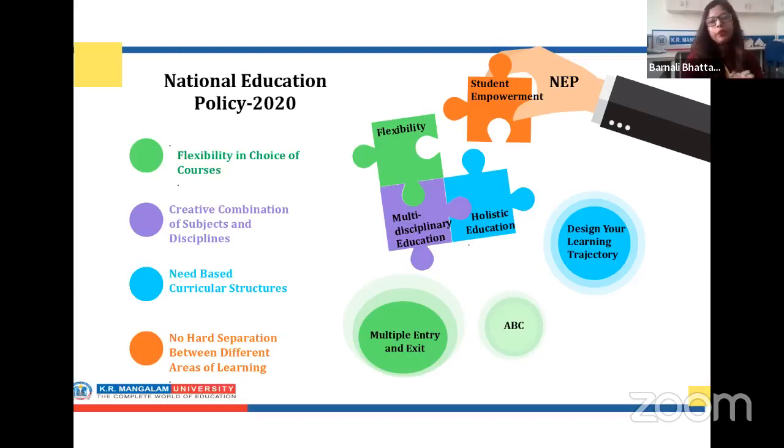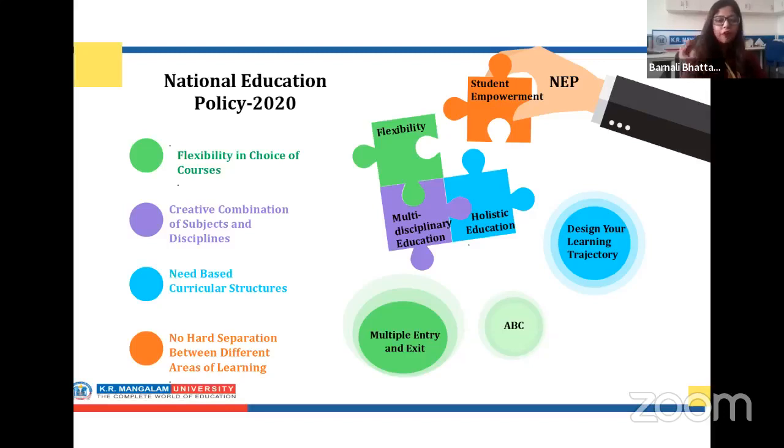So NEP 2020 actually deals with flexibility, multilingualism. It is about a multidisciplinary approach again. Previously, what used to happen? You must have heard sometimes, due to some financial constraints or some other reason, if any student was not able to complete a degree, they would be called interrupted, like BCom interrupted, BTech interrupted. But the National Education Policy has changed everything.